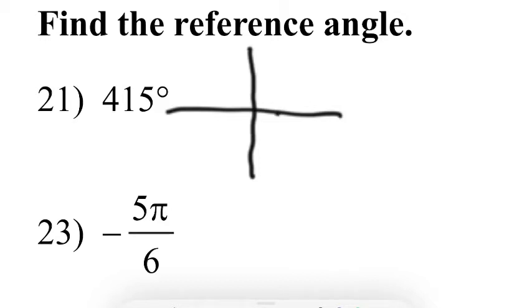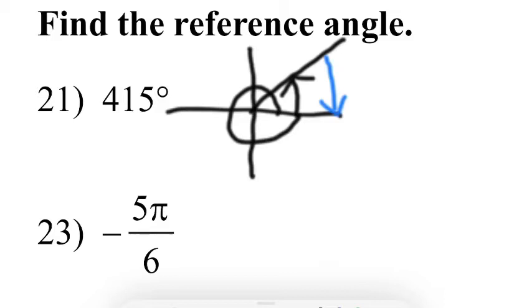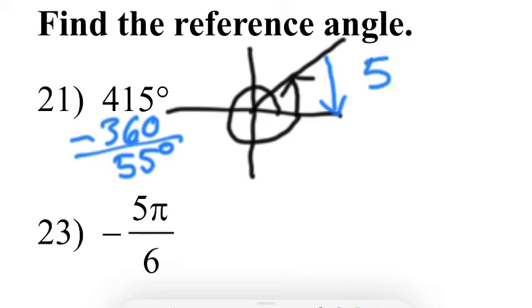we are going all the way around. And when we go all the way around, we are left with 55. So there is our angle. Our reference angle is coming from going back to our x-axis. So how I found this value is subtracting 360 from our 415 to get 55 degrees. And that would be our reference angle.